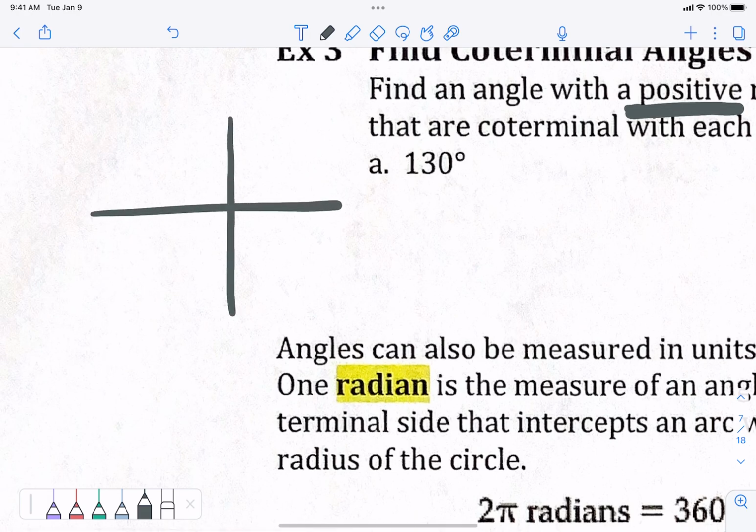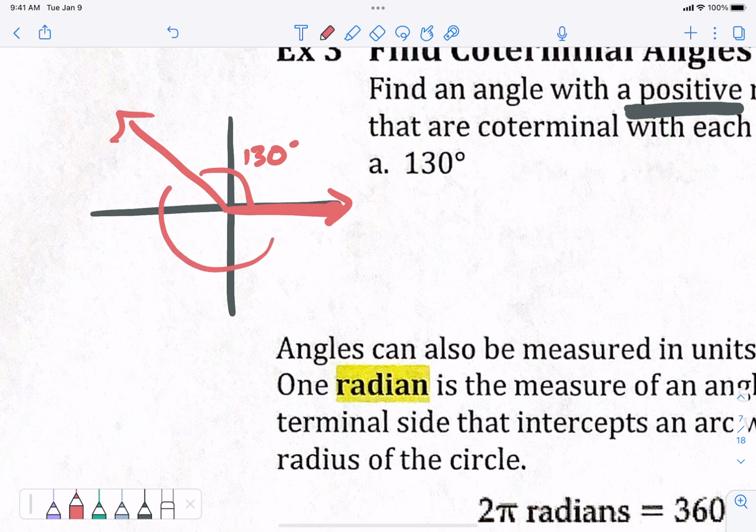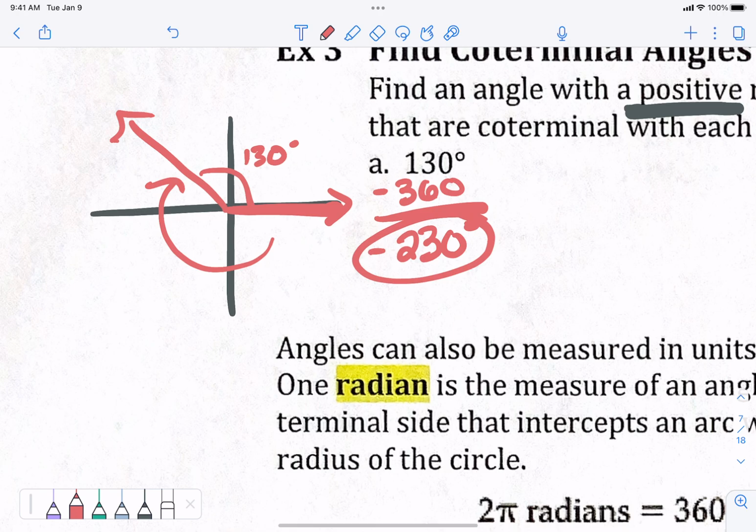What quadrant is 130 in? The second one. It's like there, right? That's 130 degrees. So if I want to go this direction instead, I can subtract 360. And how many degrees would that be? Negative 230 will be the same spot as positive 130. Does that make sense? Negative 230 is coterminal with 130.